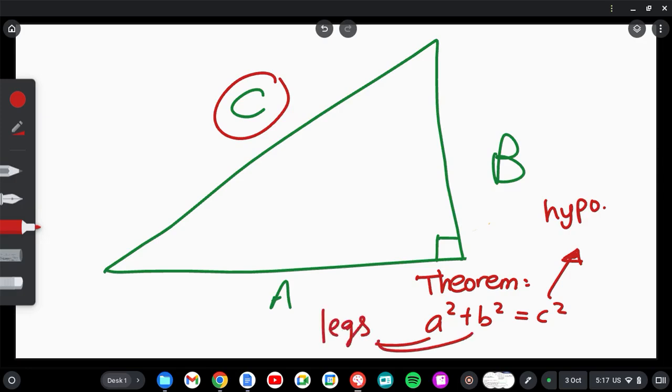Okay, they are called the legs. Why the legs? Because A is the base leg, B is the side leg. As simple as that. Okay, nothing wrong here.